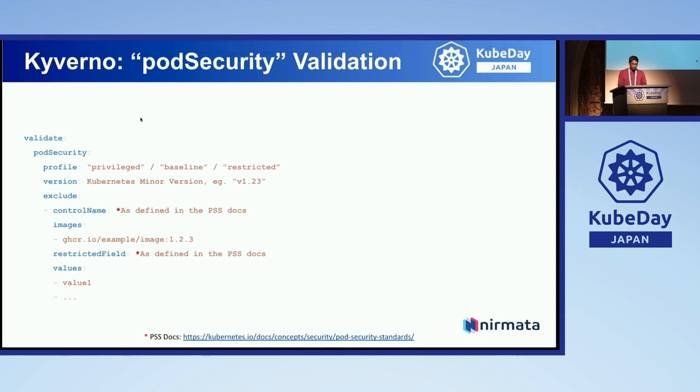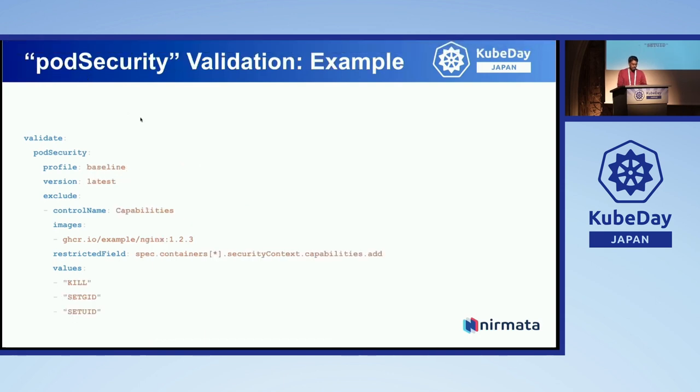There's just one more example for this. In this example, for the same previous syntax, we have a baseline profile. This baseline profile is being used for all the latest Kubernetes versions. Then we are trying to exclude the control name for capabilities. What these capabilities are is very specific to Linux distributions. It essentially tells you what host capabilities you want the Kubernetes pod to have. In this case, we are modifying the capabilities for this specific profile, that is the baseline profile.